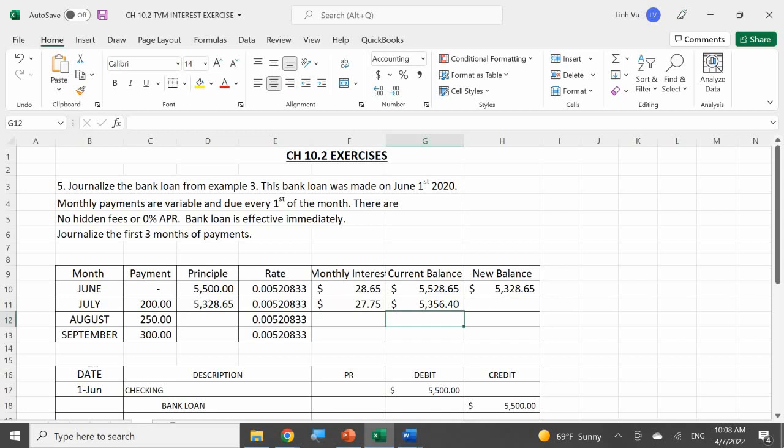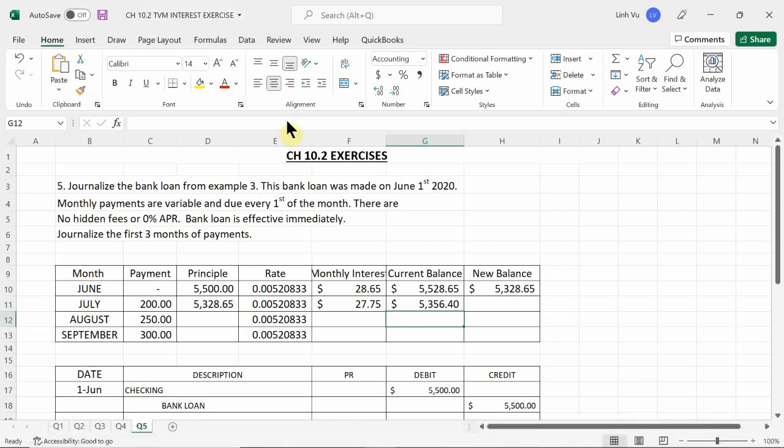But if I decide for August, let's say August, I'm going to make a payment in August of $250. Okay? It would be 5,106 with 40 cents. Good. Because in this case, when I make a payment, I'm paying off what my current balance is. This is how you figure out what the new principal is and what you have to keep recalculating.